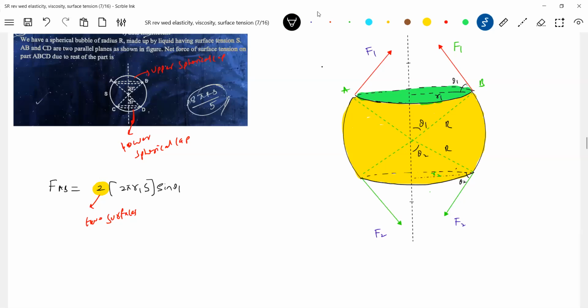Similarly, force on the section CD. How will these two forces be acting? You take vertical components, horizontal components will cancel out, only vertical, the difference of this. F net equal to F_AB minus F_CD. What is R1? We don't know R1. Okay, look at the triangle, sine theta 1.